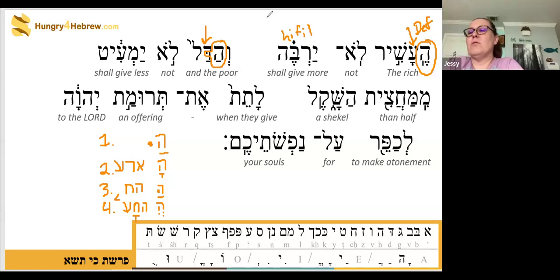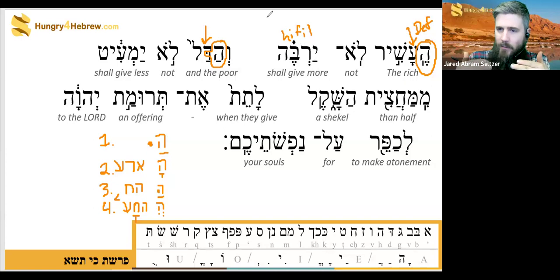Causative, active. So active means it's not passive. So someone's doing it. The causative means you're causing something to happen. So if rabah means abundant, then yarbe means cause abundance. You're going to give more. So hif'il is a category of verb where there's either a causative voice, or historically there was a causative voice and then it was lost over time.